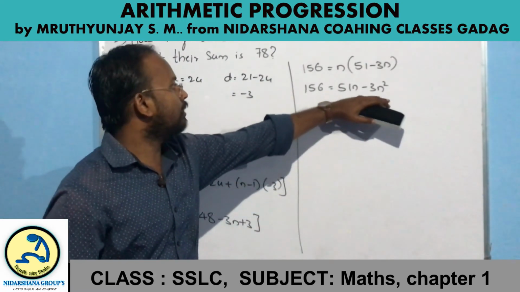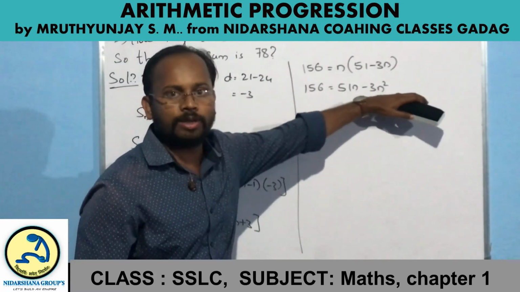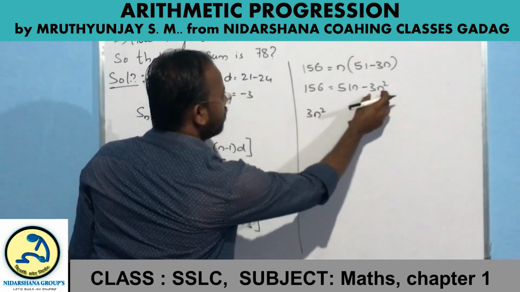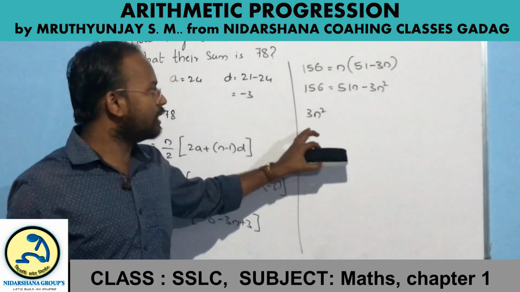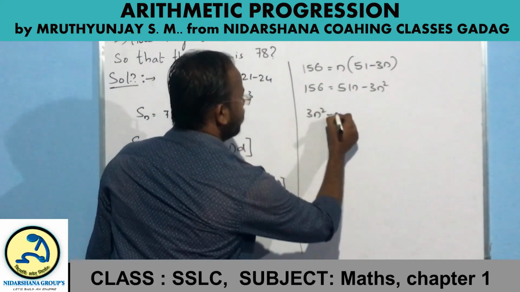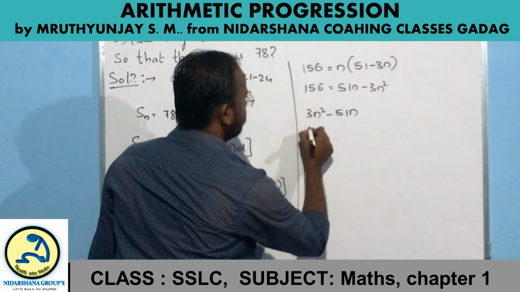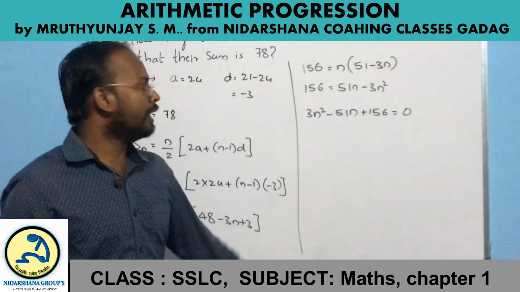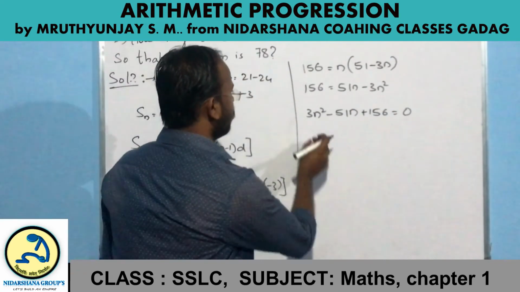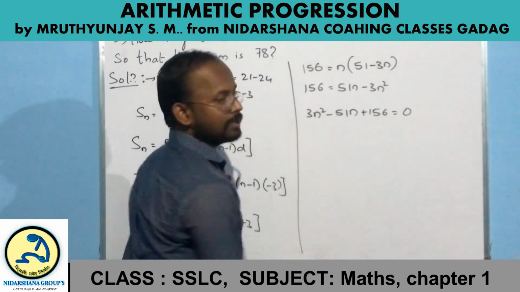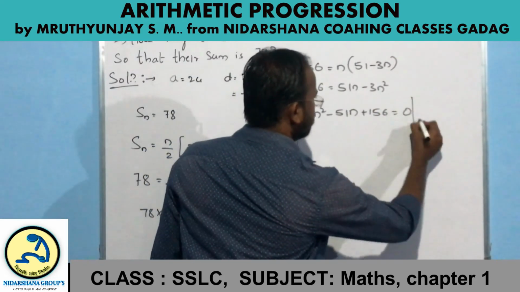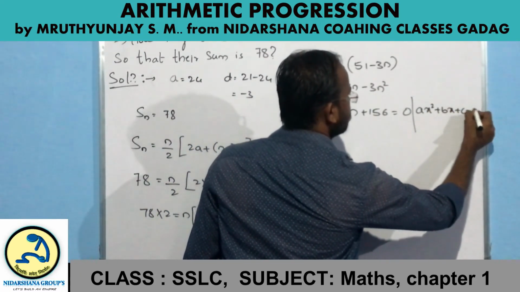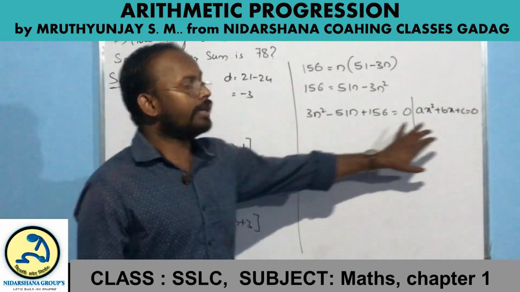Okay, I will bring the terms which are on the right side of the equation to the left side of the equation. It becomes 3n square minus 51n plus 156 is equal to 0. Okay, so if you observe this equation, it is in the form of ax square plus bx plus c is equal to 0. This is in the form of a quadratic equation.